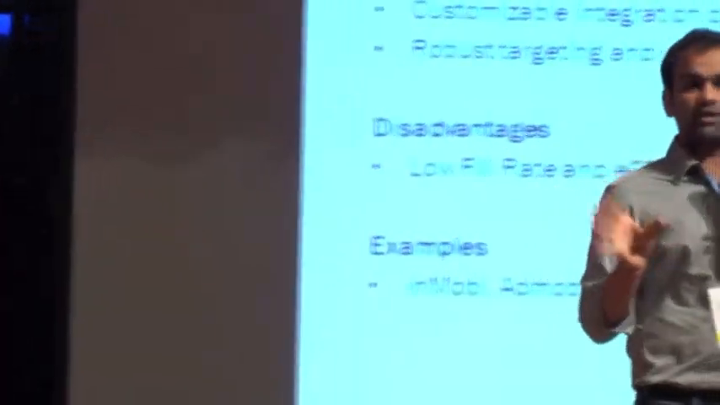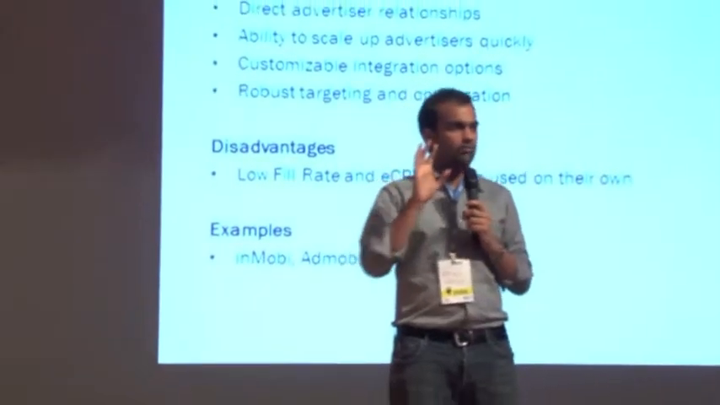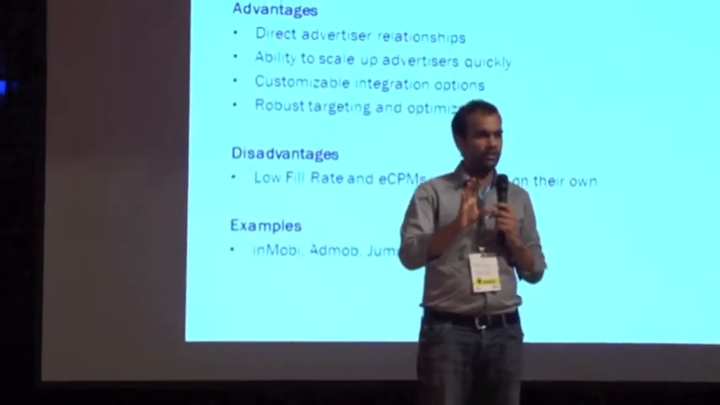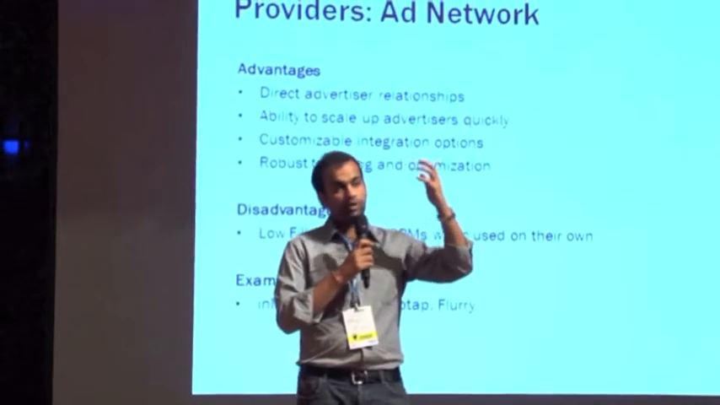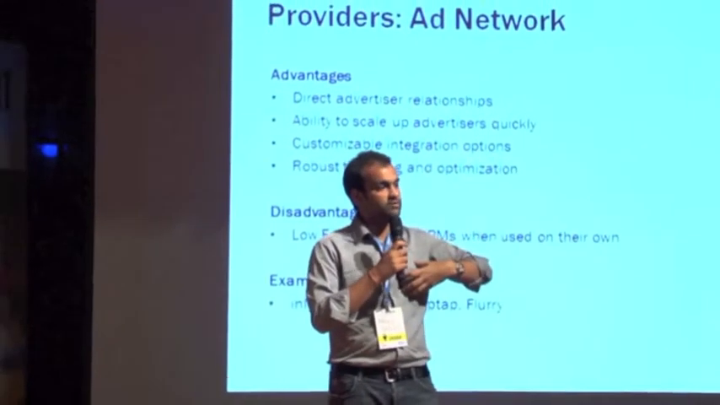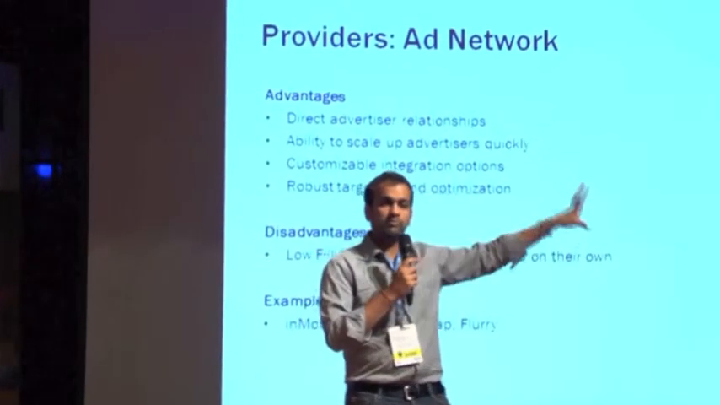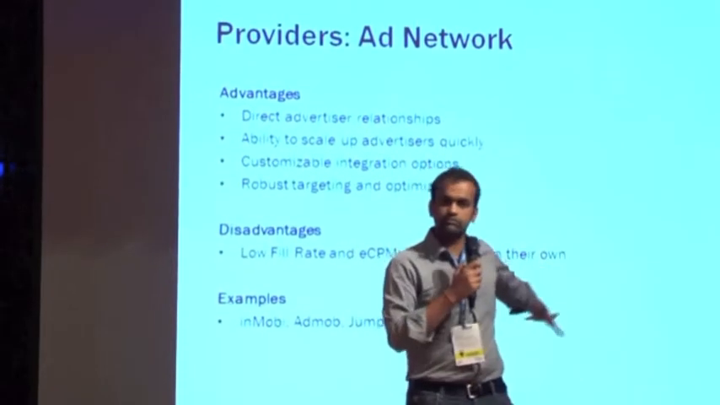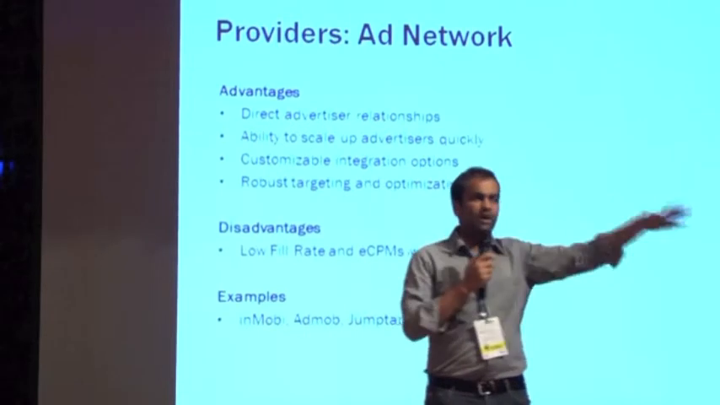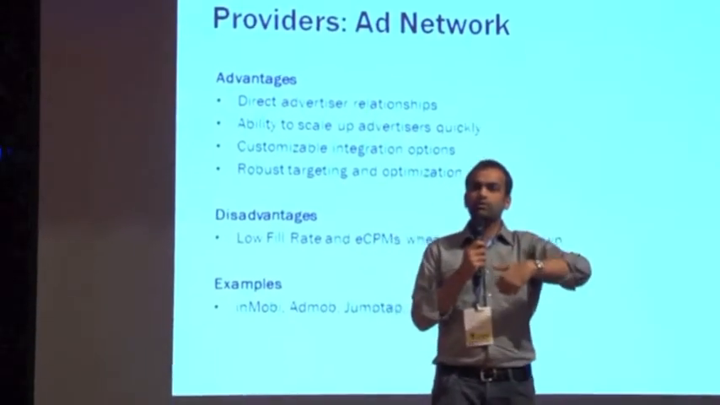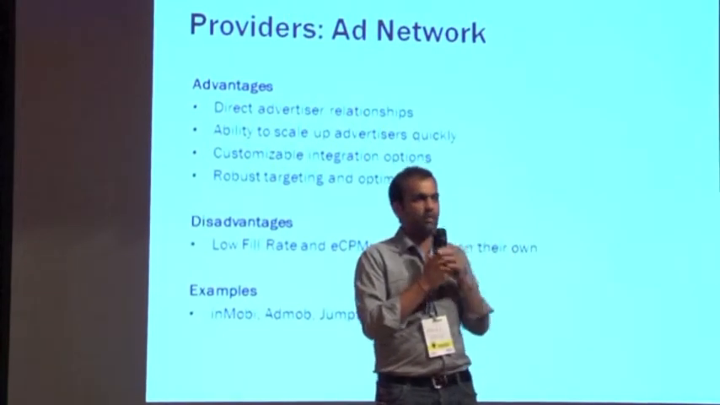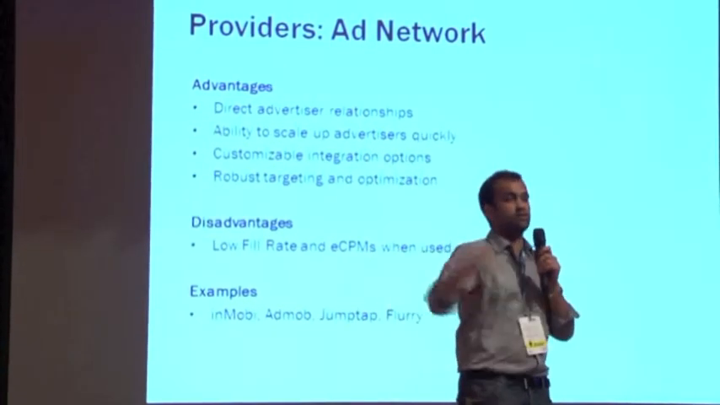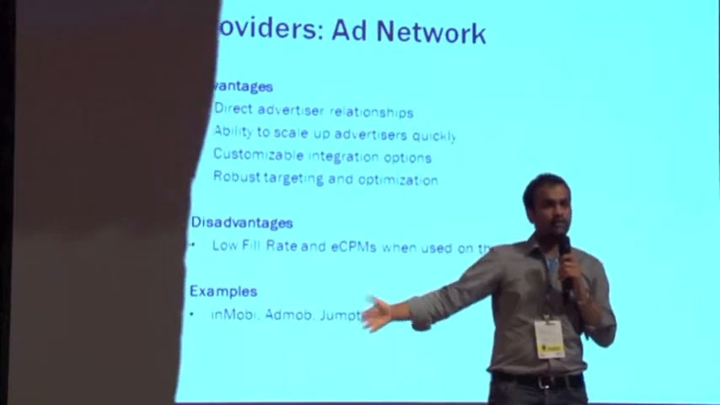As for disadvantages, as the gentleman over there asked, if you use a single ad network by itself, you'll usually see a lower fill rate. Fill rate is basically this: say I'm a publisher and my available impressions are 100,000, but using one ad network they are only able to show 80,000 ads. So the fill rate is 80%. The reason they can't show 20,000 more is that they don't have enough advertisers. That's what fill rate is.